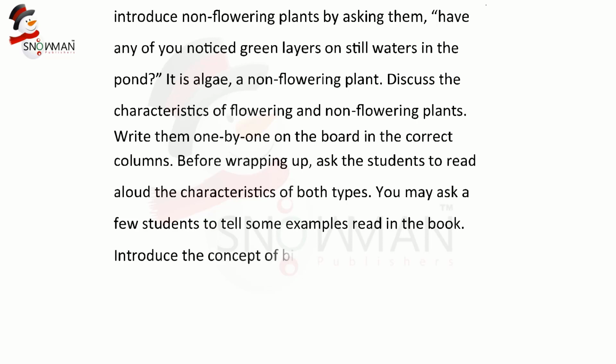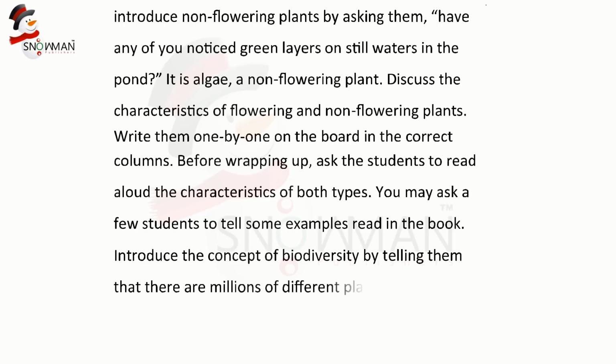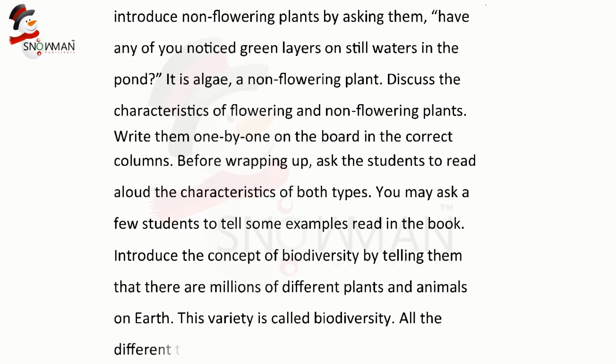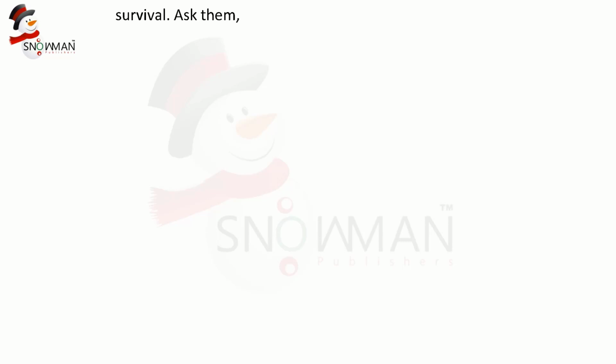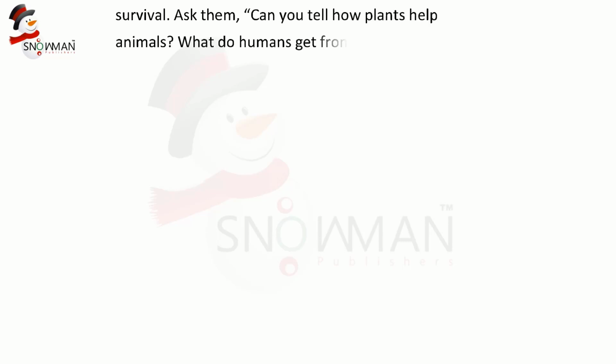Introduce the concept of biodiversity by telling them that there are millions of different plants and animals on Earth. This variety is called biodiversity. All the different types of living things help each other in their survival. Ask them, can you tell how plants help animals? What do humans get from plants? Help them to answer with hints.